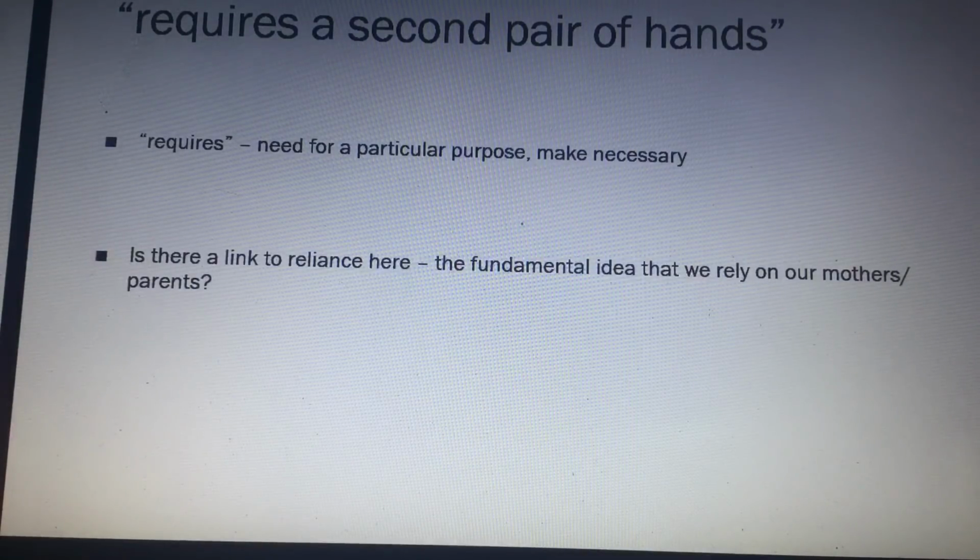Therefore, there is a link to reliance here, and the fundamental idea is that children rely on mothers, children rely on parents, and that we need them for a particular purpose. More than one purpose. We need them to look after us. We need them to teach us. We need them to show us how to become adults. So this notion of a second pair of hands, while it seems like a flippant remark, is factual, and it's a necessity. He needs his mother, yes, in this instance to help him move house, but actually for everything else that the mother has done.